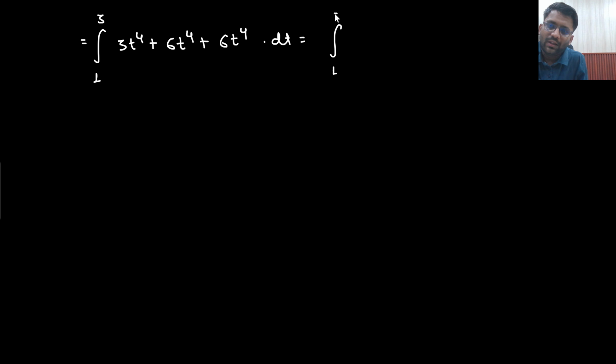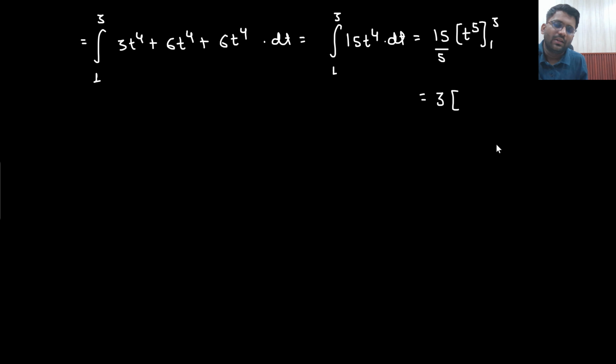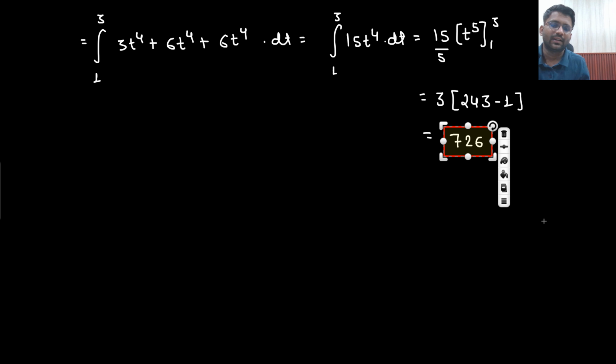So what answer are you getting? From 1 to 3, 15t to the power 4 dt. So 15t to the power 5 divided by 5, going from 1 to 3. So this is 3 to the power 5. What will be 3 to the power 5? 81 into 3, which I should know, but let's do it with the calculator. 243 minus 1. So what answer are you getting? 726 is the answer that you are getting. 726 is the answer. That's it.